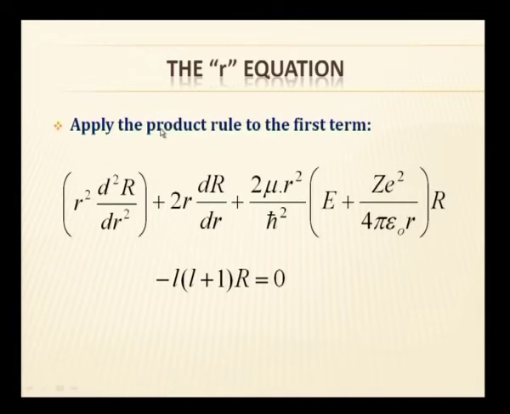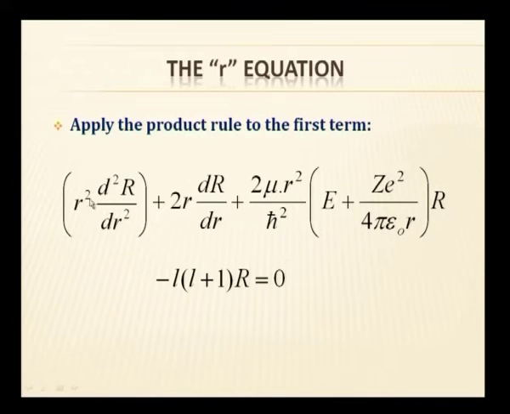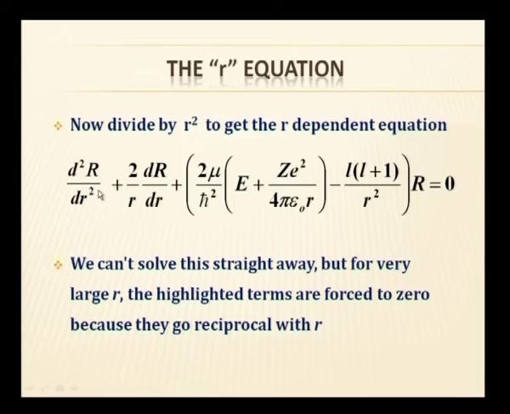You divide this equation by r square. So, this r square will go and you get r in the denominator in the second term. This r square has been removed now, you have got d square R by dr square. Therefore, by dividing the previous equation through by r square, you arrive at an expression of this kind, let me now read: d square R by dr square plus 2 by r into dR by dr plus 2 mu by h bar square into E plus z e square by 4 pi epsilon naught into r minus L into L plus 1 by r square, multiplied by capital R will be equal to 0.